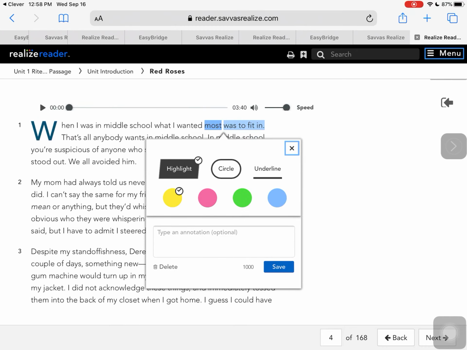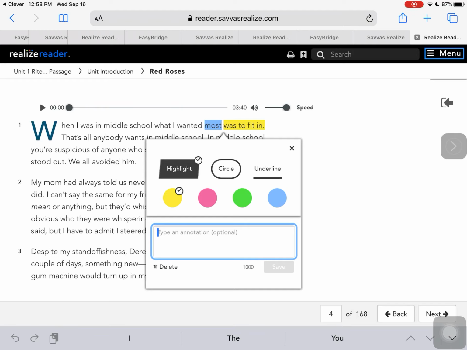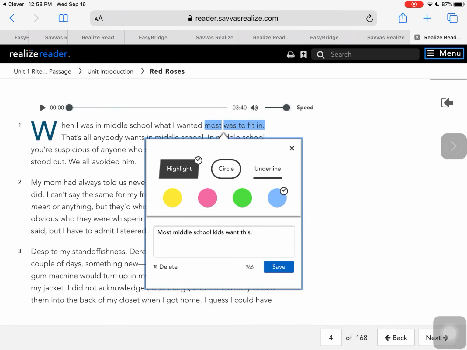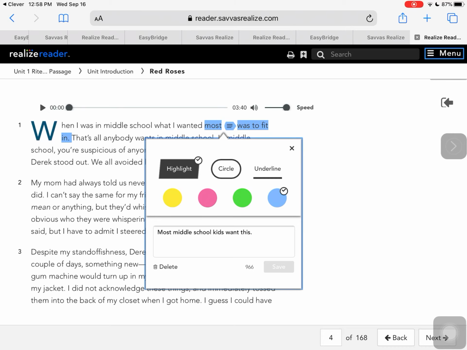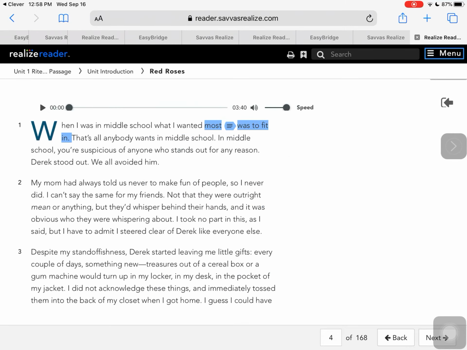All right. Now, when I do an annotation, it's not enough to just highlight. Then I want you to type. So I tap the little annotation box. And you might say something like, most middle school kids want this. Or maybe you don't want that, and you would put, I don't want to fit in. Oh, and I'm supposed to make it blue. So there we go. Now, this is very important. You have to hit save. If you don't hit save, your annotation won't stay. Okay. Now I tap my screen, or I tap my X, and it's gone.